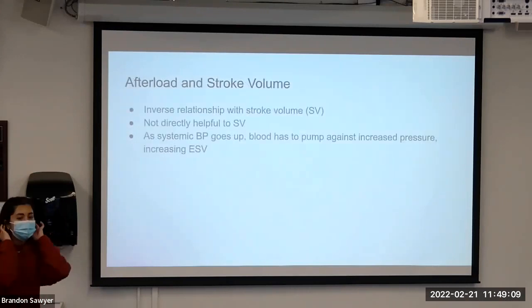So in relationship to stroke volume, there's an inverse relationship. When you work out, your blood pressure goes up, and that's more resistance your heart has to go against to push the blood out of the ventricle. So this is going to bring up the end-systolic volume, closing the gap between ESP and stroke volume.